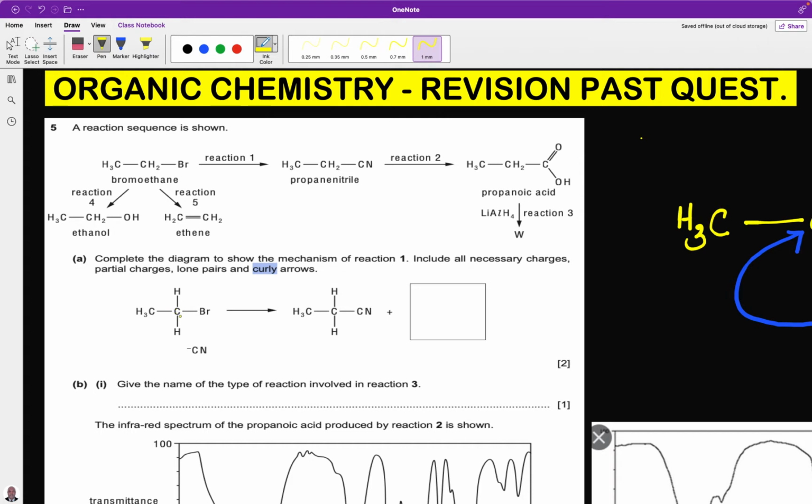Another reason: in a primary halogenoalkane, the opposite side of the bromine is not clustered. It's not choked up by alkyl groups. There's only one alkyl group there. There's space here for the nucleophile, which is the cyanide, to attack from behind.